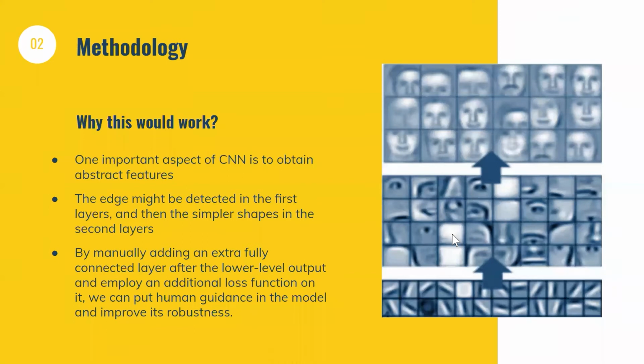But why would this work? First, one important aspect of CNNs is to obtain abstract features. For example, the edge might be detected in the first layer, and then simpler shapes will be detected in the following layers. By manually adding a layer after the lower-level output and an additional loss function on it, we can put human guidance in the layer by specifying the shape it's going to detect.